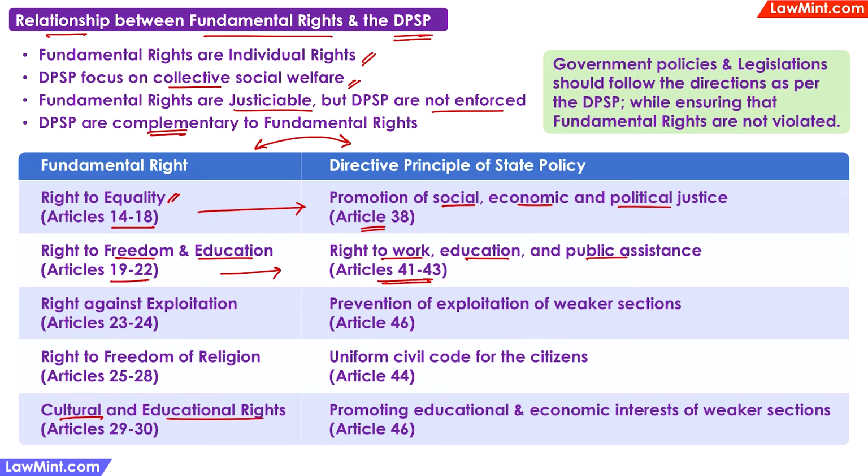The cultural and educational rights under Articles 29 and 30 are also the focus of Article 46, which promotes the educational and economic interests of the weaker sections. So, fundamental rights and directive principles work together to secure the rights and the welfare of all citizens.